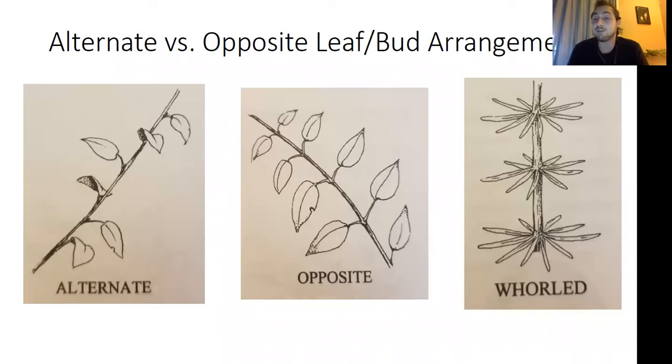Now, if your tree is opposite, you're in luck. It's probably going to be a little bit easier to identify. With opposite, there are fewer species that have oppositely arranged leaves and buds. If it's alternate, there are a lot more options that it could be. And whorled, even better, even fewer. But just take a second and we'll move on to the next stuff, still keeping our twigs in front of us and using them to compare with what you see on the screen.